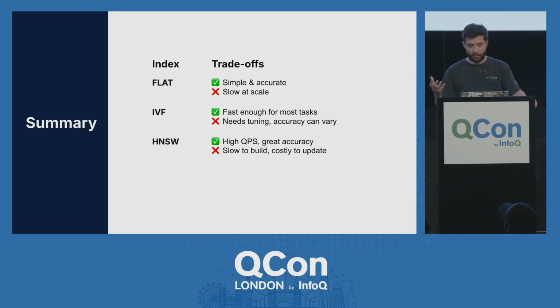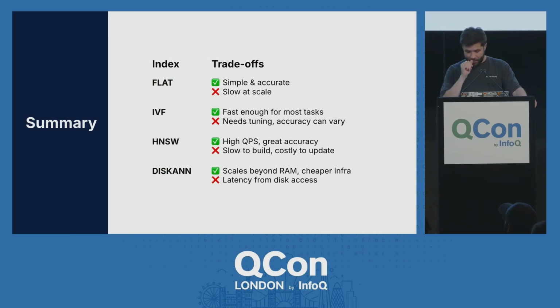HNSW is the classic one, very high queries per second, great accuracy, but it is slow to build and costly to update. And finally, the one I mentioned as well that runs on disk, DiskKNN. This one will allow you to scale beyond your RAM, because you build the graph directly on disk. The problem is that you have a higher latency. So everything is a trade-off. Have a look at what you need for your company.